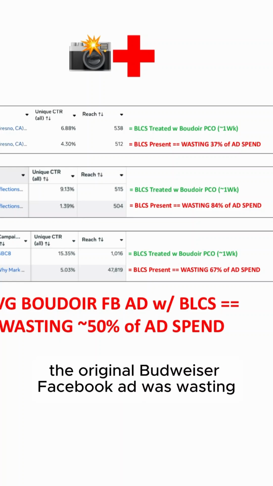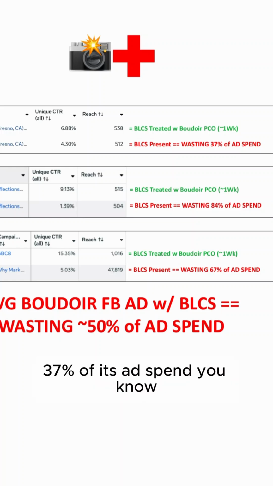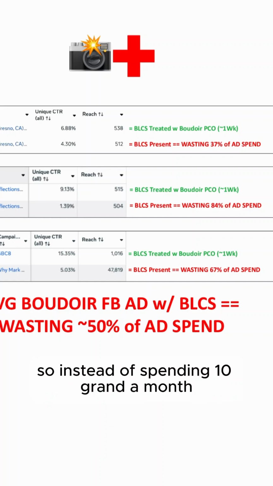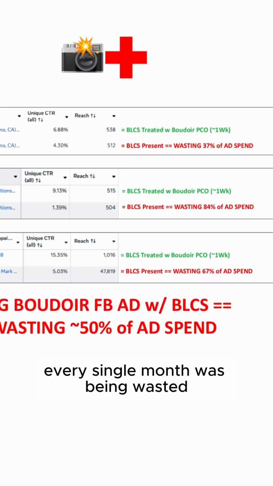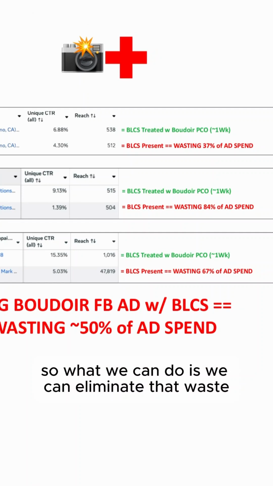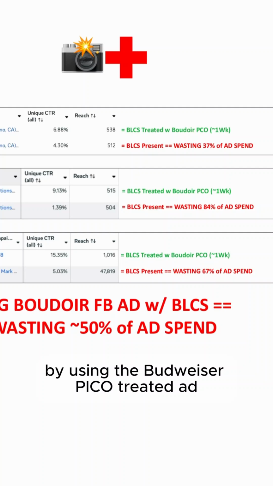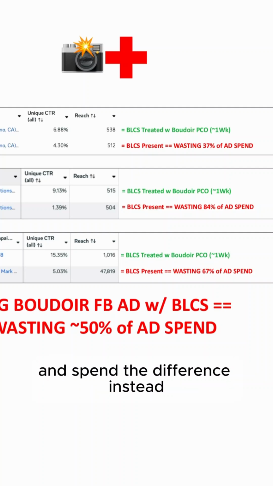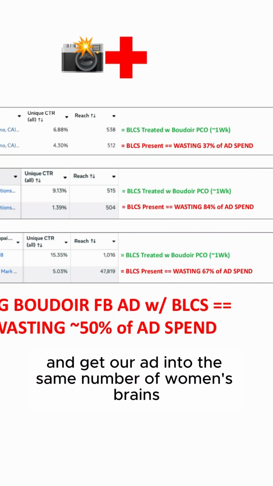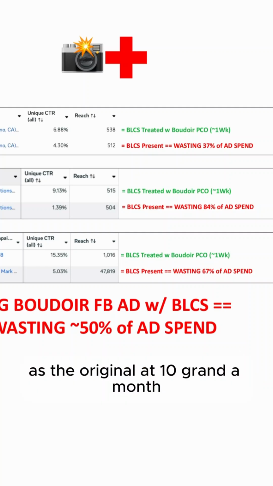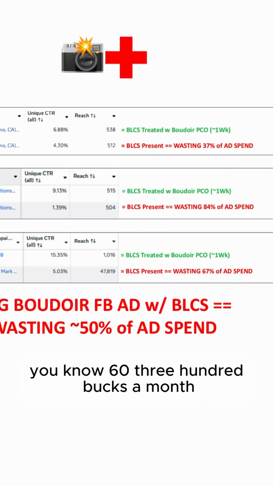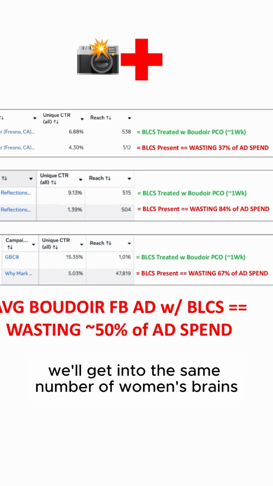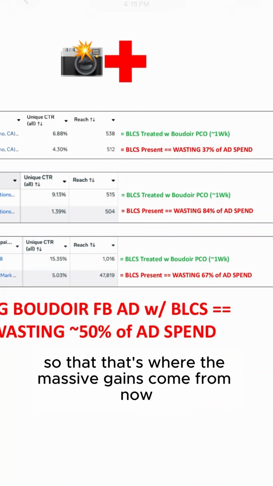So we actually found out the original Boudoir Facebook ad was wasting 37% of its ad spend. So instead of spending 10 grand a month on their Boudoir Facebook ads, $3,700 a month every single month was being wasted. So what we can do is eliminate that waste by using the Boudoir Pico treated ad and spend the difference instead, and get our ad into the same number of women's brains as the original at 10 grand a month. So Boudoir Pico at, what would this be, $6,300 a month, will get into the same number of women's brains as the original at 10 grand a month. So that's where the massive gains come from.